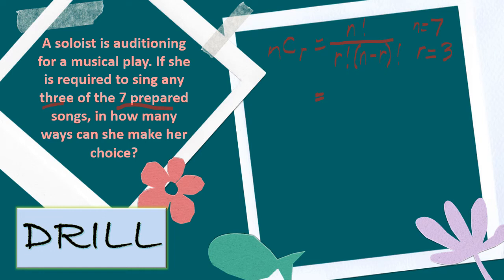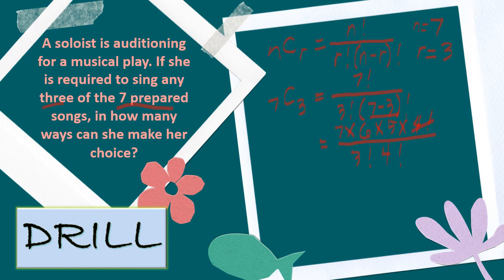Ayan, let's substitute the given value, 7C3, n is equal to 7 factorial over r is equal to 3 factorial, n minus r, 7 minus 3 factorial, equals, ayan, let's expand the 7 factorial, 7 times 6 times 5 times 4 factorial over 3 factorial. 7 minus 3 equals 4. So, copy yung factorial doon.